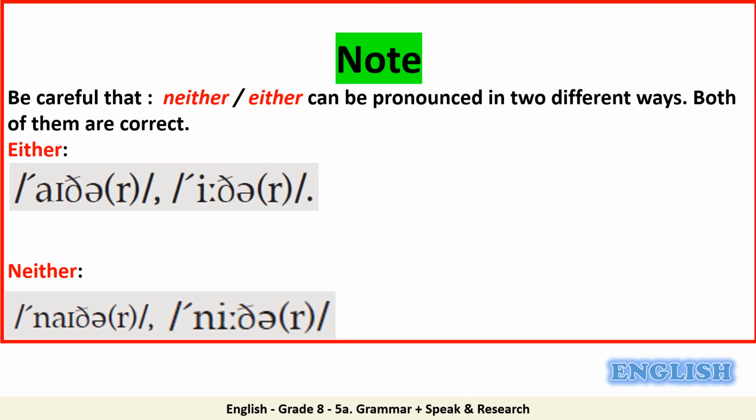Please, dear students, be careful about this note. Neither and either can be pronounced in two different ways. Both of them are correct. The word either can be pronounced in two ways, and the word neither can also be pronounced in two ways, and both of them are correct.